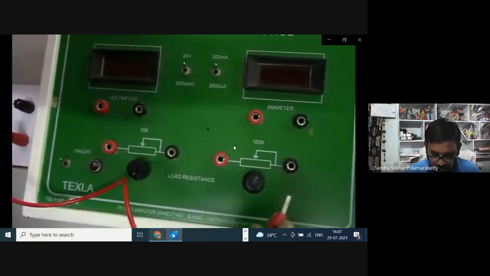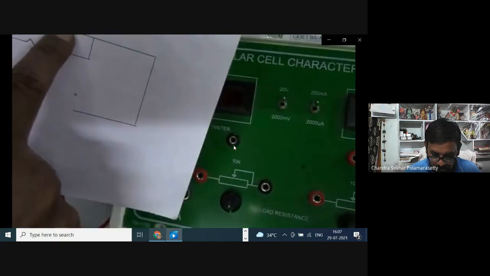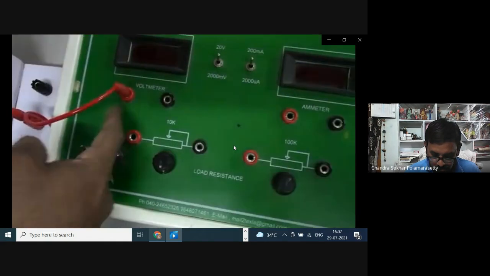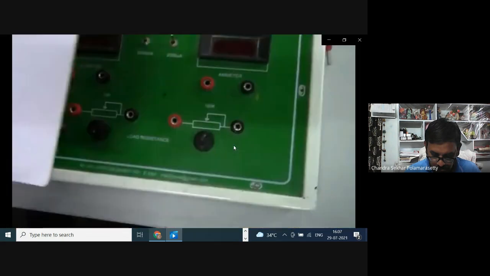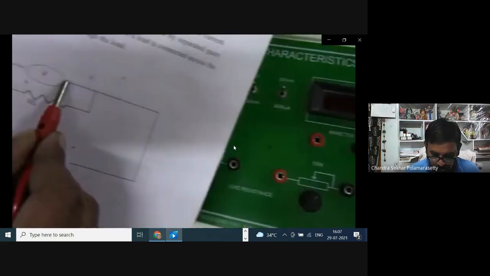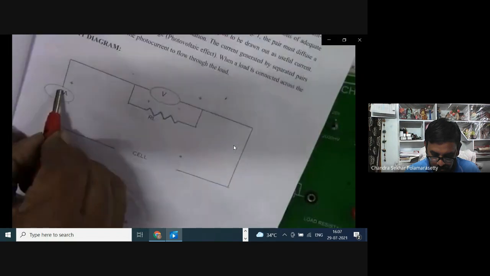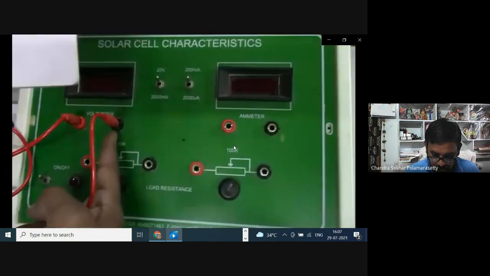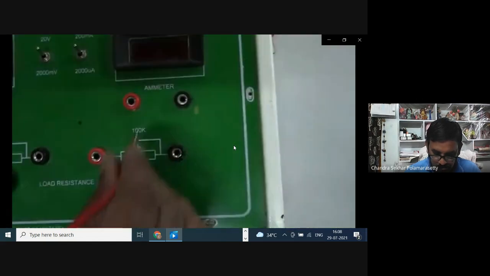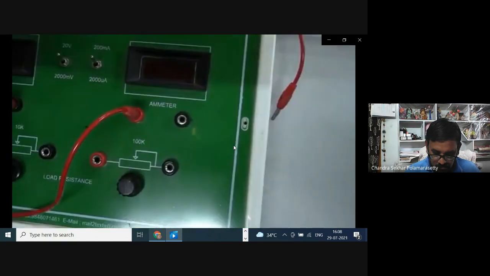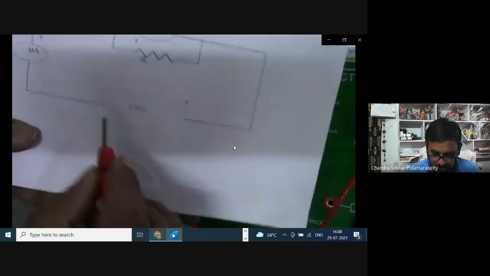Yes. Now, let me show the circuit diagram of this particular experiment. This is the circuit diagram corresponding to this experiment. So, this is the solar cell positive terminal, solar cell negative. And you can see this is the voltmeter, this is the voltmeter positive terminal, and this is the voltmeter negative terminal. And this is the load resistance. And this is the milliammeter, this is the milliammeter positive terminal, this is the milliammeter negative terminal. So this is the circuit, students.